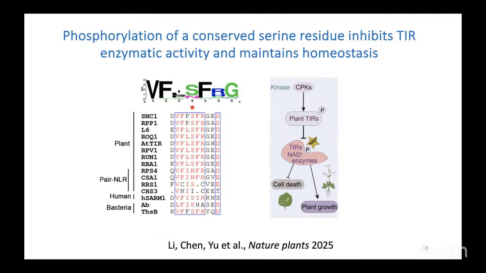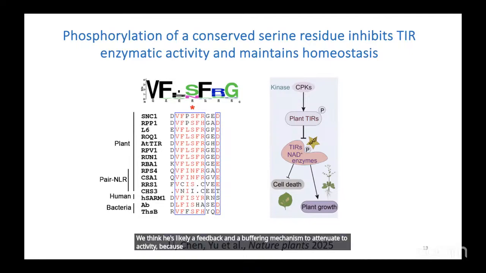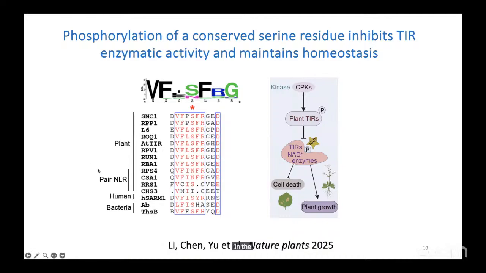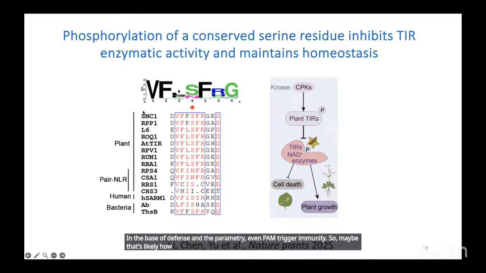We think it's likely a feedback and a buffering mechanism to attenuate TIR activity, because when immunity is activated, there's also always calcium signaling, right? The calcium likely activates CPK to attenuate TIR signaling, especially the TIR-only proteins. And TIR-only proteins have been shown to be involved in the basal defense and even PAMP-triggered immunity. So maybe that's likely how the CPK regulates TIRs to attenuate or buffer immunity.